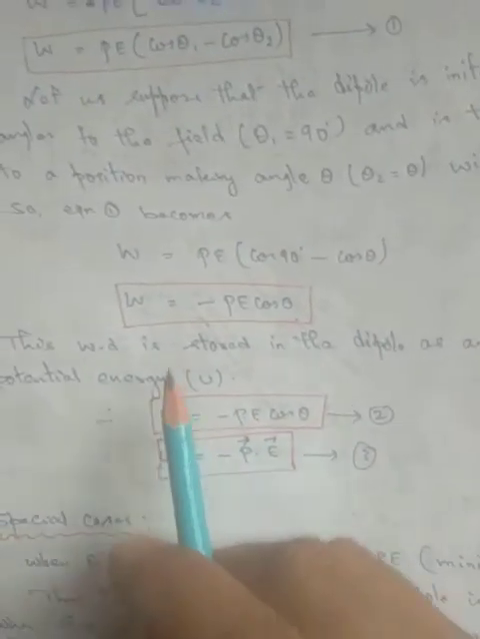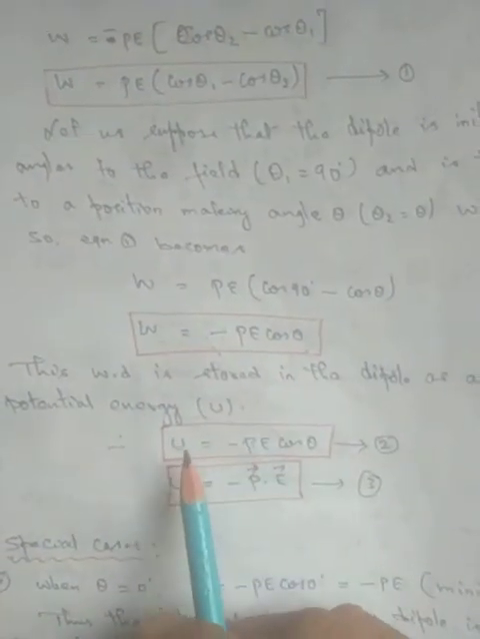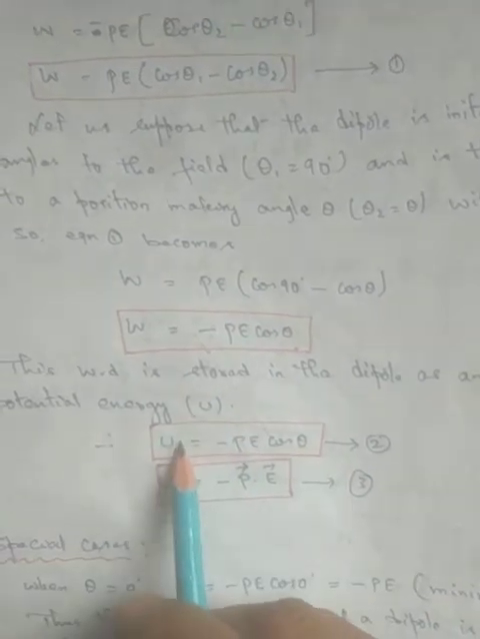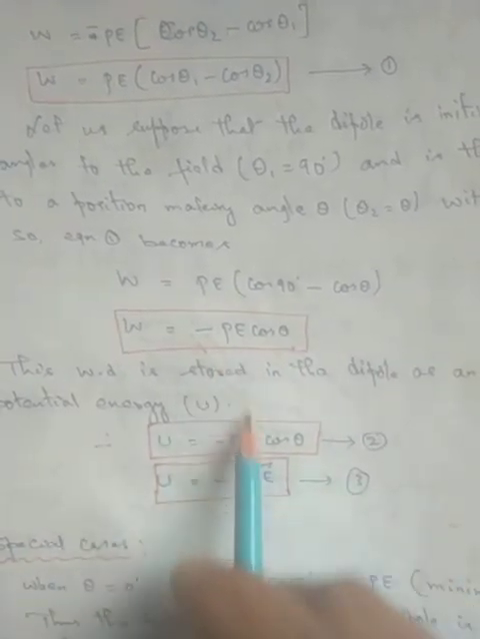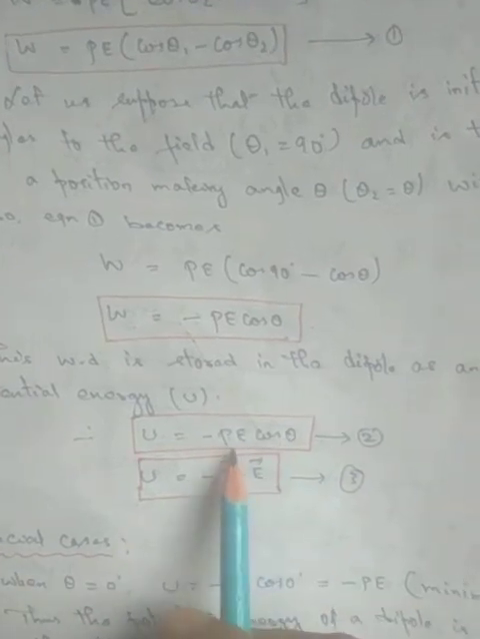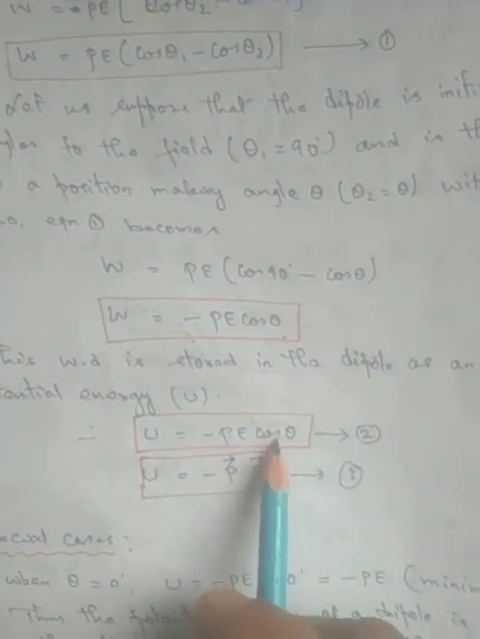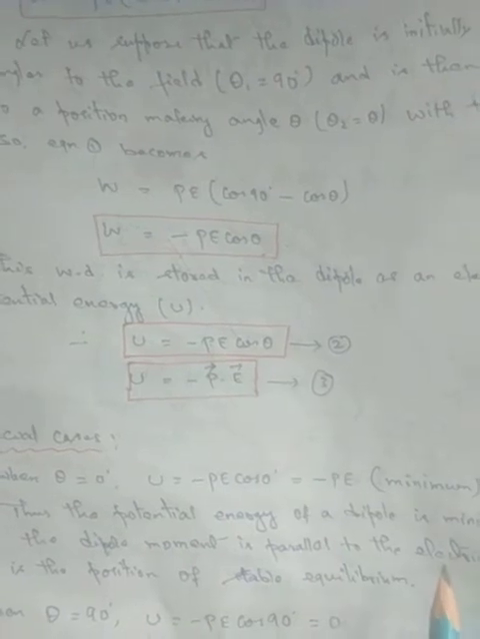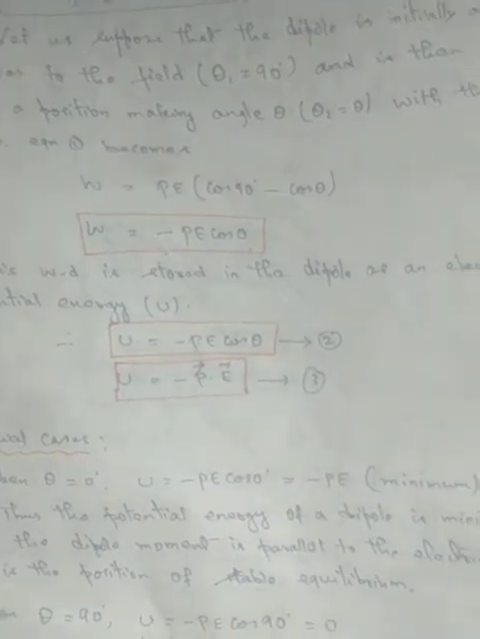So therefore the potential energy of an electric dipole when placed in a uniform electric field is given by U, and U should be equal to this much. Or we know PE cos theta is equal to P dot E, so therefore I will write U is equal to minus P dot E. Alright, so this is the required expression for the potential energy of an electric dipole when placed in a uniform electric field.